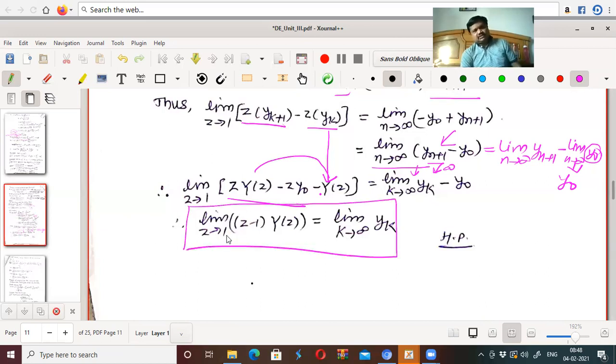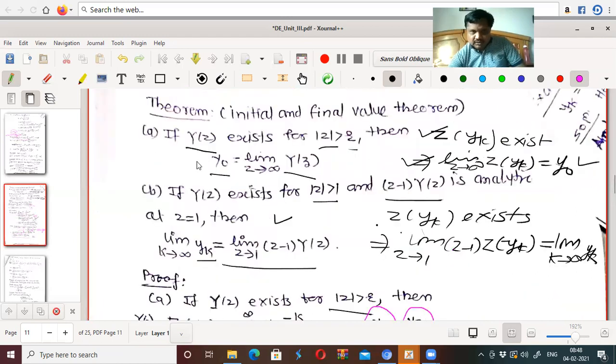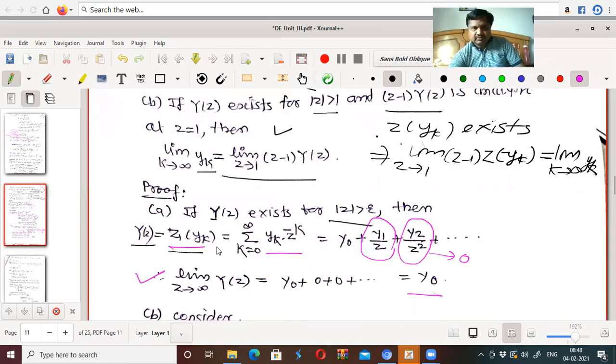So limit as z tends to 1, (z minus 1) into capital Y of z equal to limit as k tends to infinity of y_k. This proves both the results, these two. If capital Y of z exists, that is z transform of y_k exists, then limit of z transform of y_k as z tends to infinity is y_0, and if z transform of y_k exists for mod z greater than 1, then limit as z tends to 1 of (z minus 1) into z transform of y_k is equal to limit as k tends to infinity of y_k.